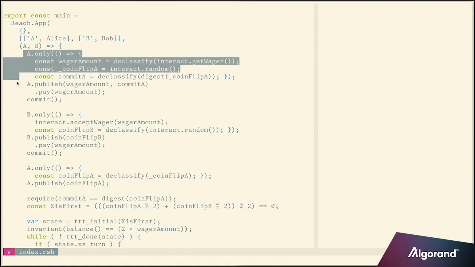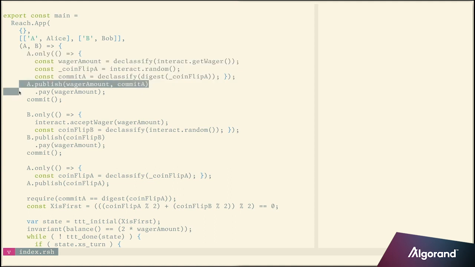Now, inside of this block of code, we're going to actually specify what happens as we run this program. The first thing that we do is stuff that only Alice does. So here we say a.only. This means that Alice only does this. And then we see here a.publish. Now, one of the concepts of Reach is that you have these participants and they can publish information out to the entire world.